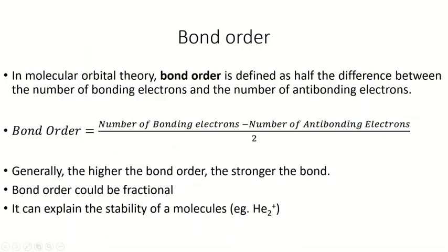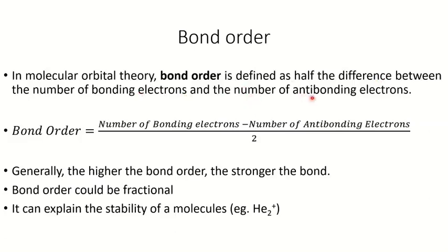Next, another term we need to learn is bond order. So in molecular orbital theory, bond order is defined as half of the difference between the number of bonding electrons and the number of anti-bonding electrons. So we count the number of electrons in the bonding molecular orbitals, then we subtract the number of electrons in the anti-bonding molecular orbitals.